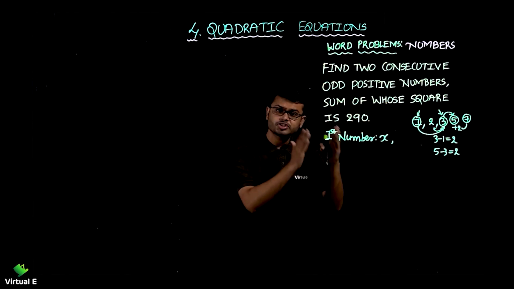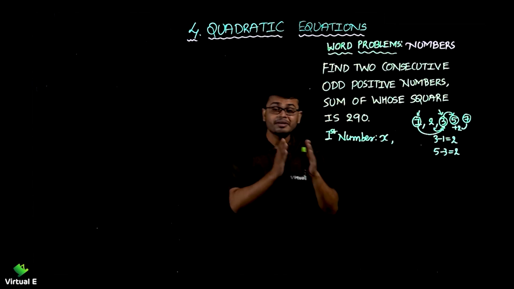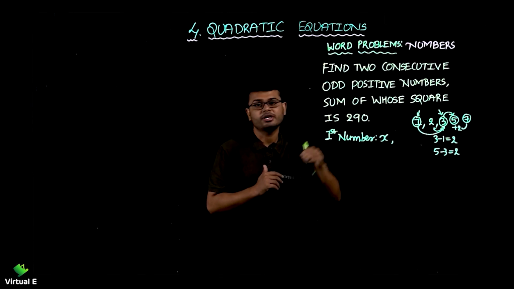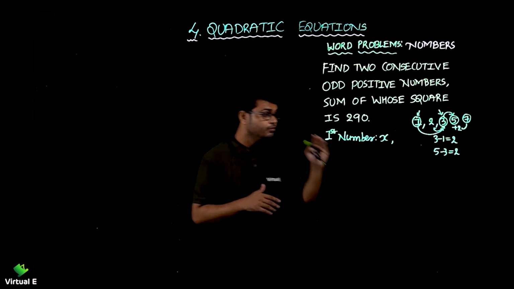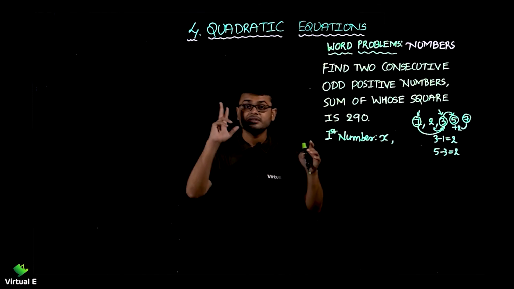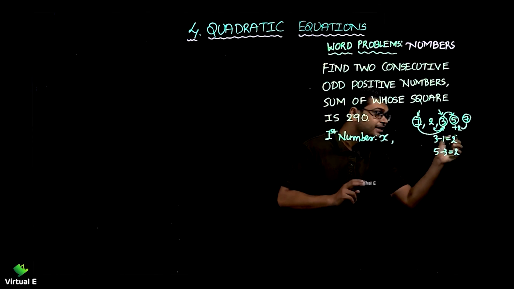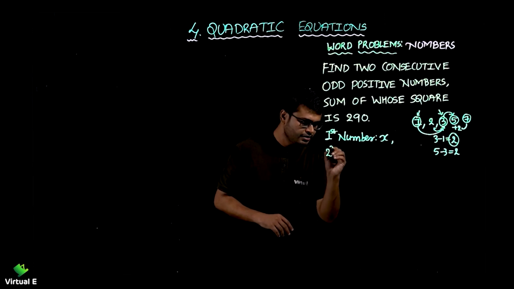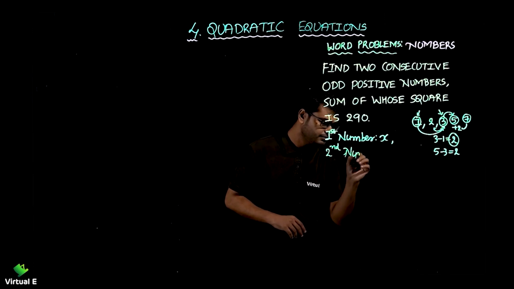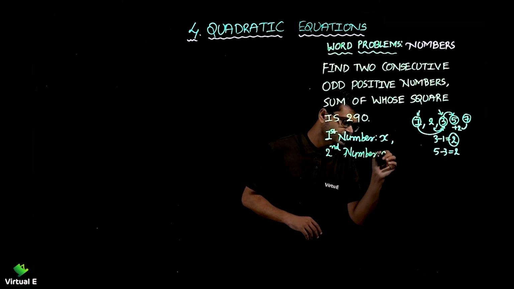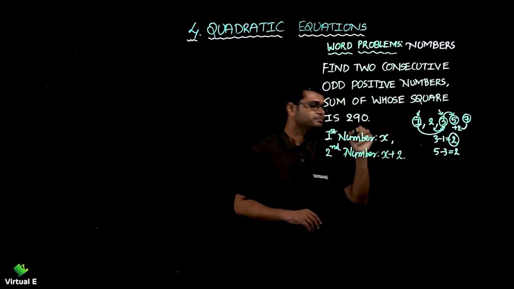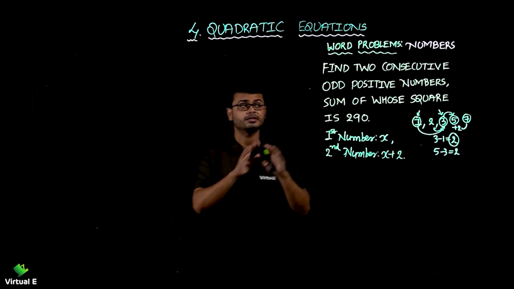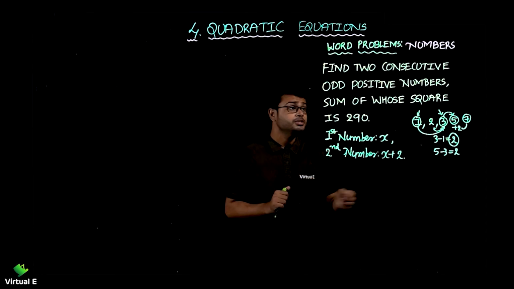So if my first odd number is x, what will be my second odd number? Guess it. I have x and I want the next consecutive odd number, which will be x plus 2. The reason is that to get the next odd number you need to add 2. So the second number is x plus 2. Simple. The first number is x, the second number is x plus 2. Done.